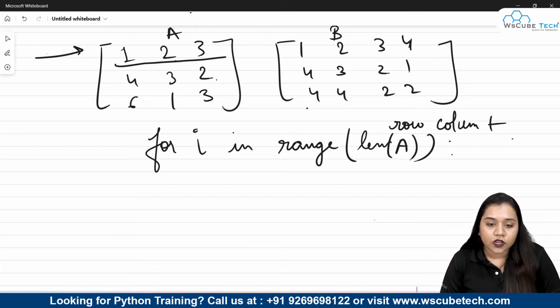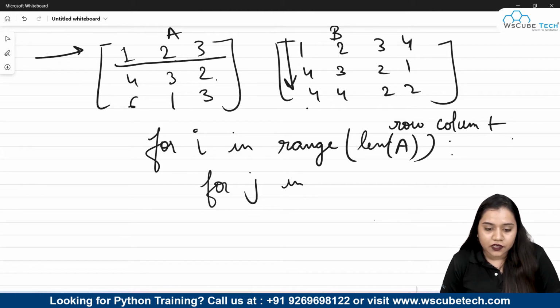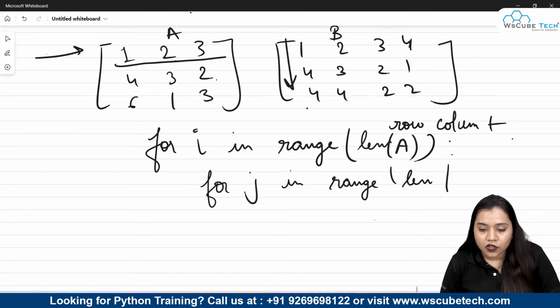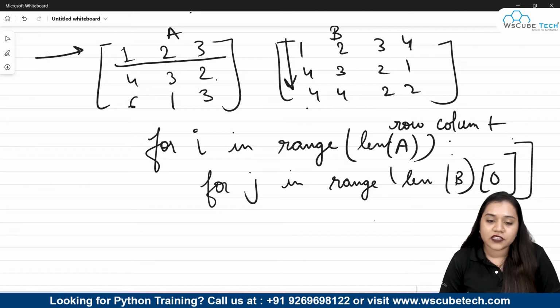So len of A. Next, we need to multiply it with the columns over here. So for columns we will be taking for j in range. What would be our range over here? Len of B[0], so index 0 means that we are representing the columns over here. That means we need to iterate inside the columns.